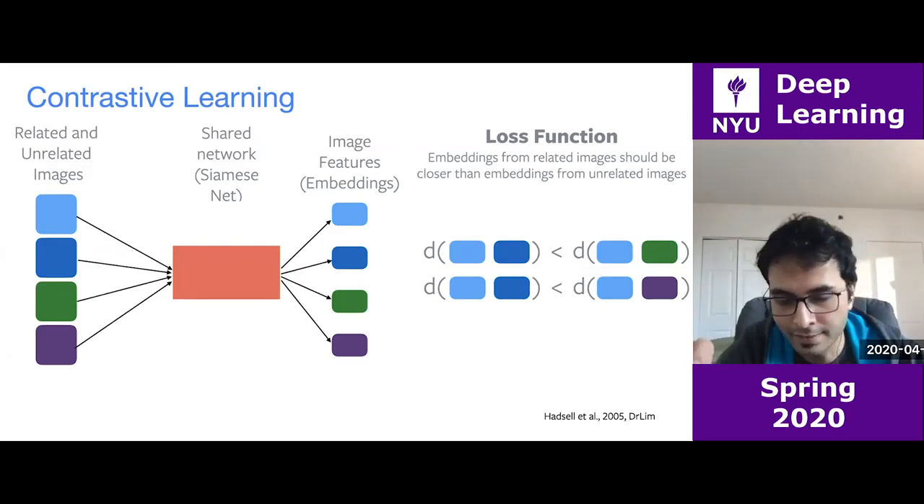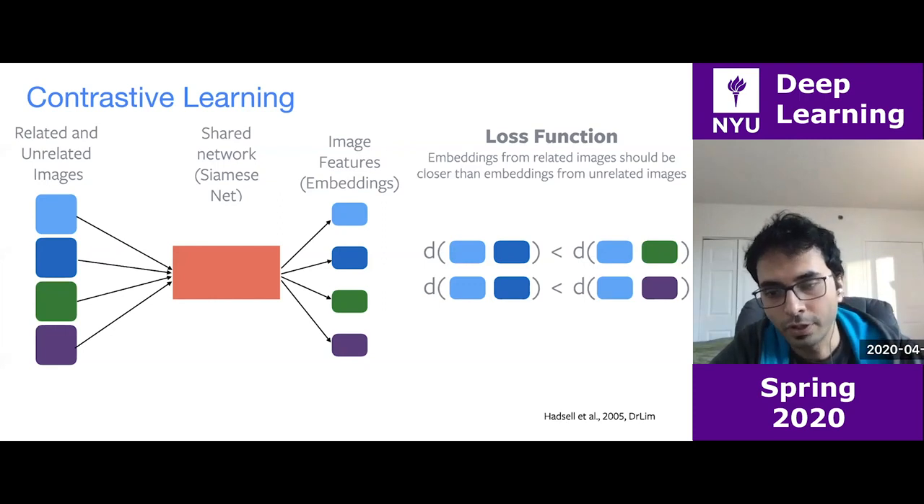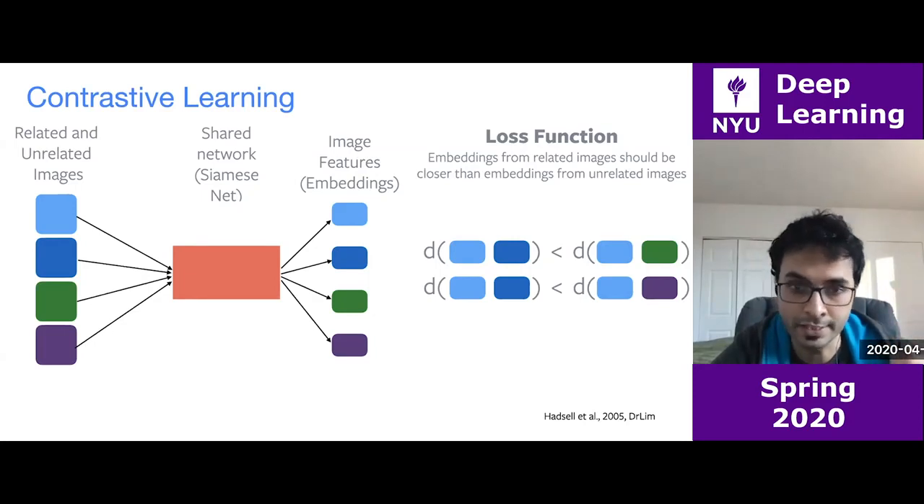And of course, Yann was one of the first people to propose this method in his earlier paper with Raia Hadsell, which is called DrLIM. Contrastive learning has now made a resurgence in self-supervised learning. Pretty much a lot of the self-supervised state-of-the-art methods are really based on contrastive learning.